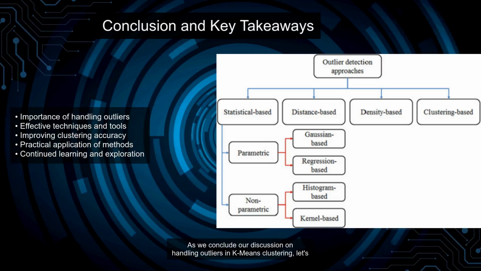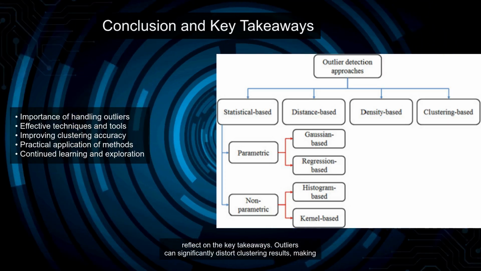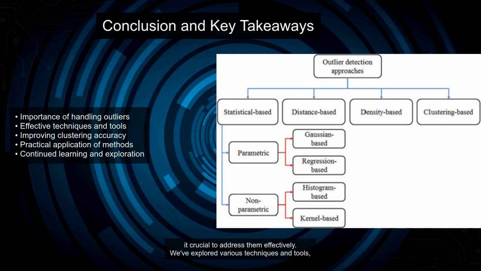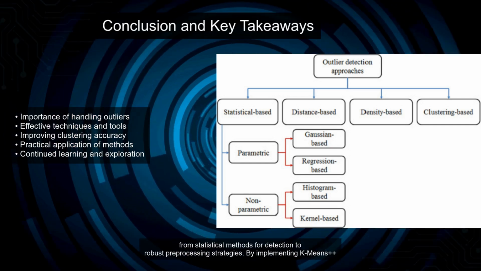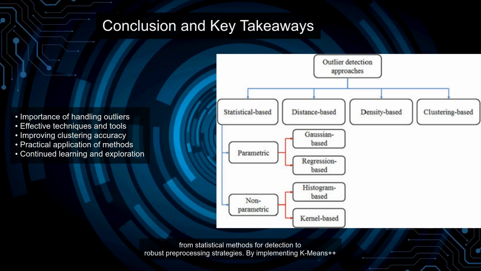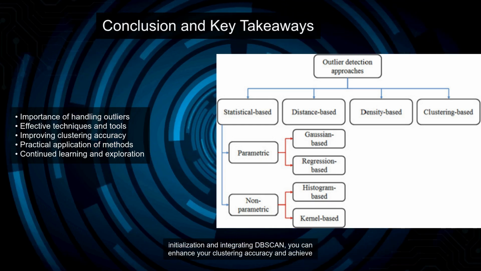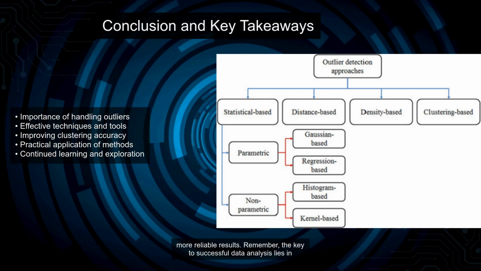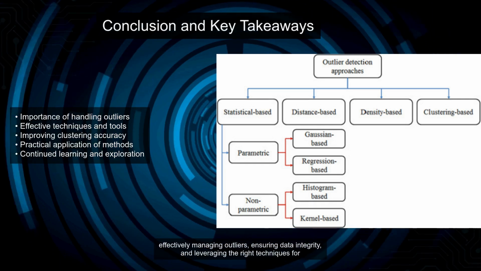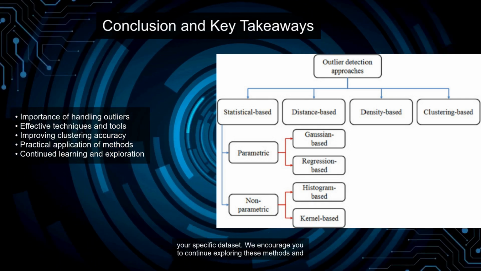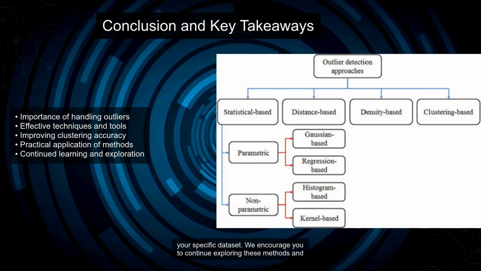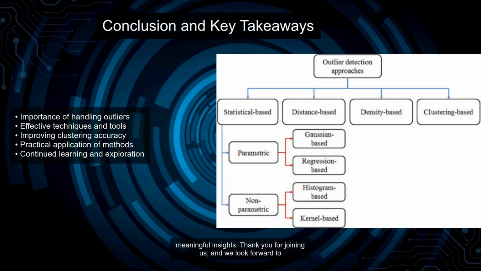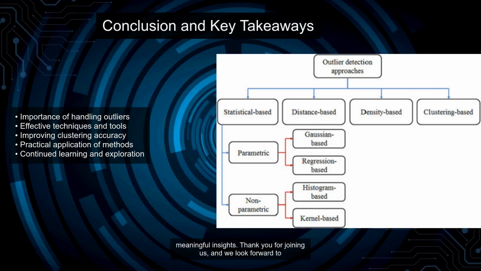As we conclude our discussion on handling outliers in k-means clustering, let's reflect on the key takeaways. Outliers can significantly distort clustering results, making it crucial to address them effectively. We've explored various techniques and tools, from statistical methods for detection to robust pre-processing strategies. By implementing k-means++ initialization and integrating DBSCAN, you can enhance your clustering accuracy and achieve more reliable results. Remember, the key to successful data analysis lies in effectively managing outliers, ensuring data integrity, and leveraging the right techniques for your specific dataset. We encourage you to continue exploring these methods and apply them to your data projects, enhancing your analytical skills and achieving meaningful insights.